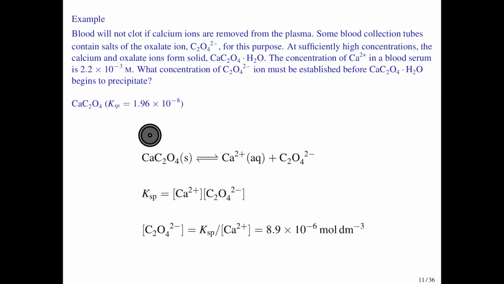So here is the dissolution reaction for calcium oxalate. We know its KSP. And so here's the KSP expression. KSP is known, the calcium ion concentration is known. What is the oxalate concentration at the threshold of precipitation? We solve this equation for the oxalate concentration, and we find it has a value of 8.9 times 10 to the minus 6 moles per liter.